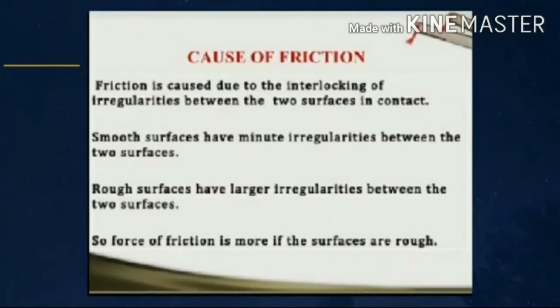Cause of friction. Friction is caused by the interlocking of irregularities in the surfaces of the two objects which are in contact with each other. When we attempt to move one object over the other, we have to apply a force to overcome the interlocking of the irregularities in their surfaces.